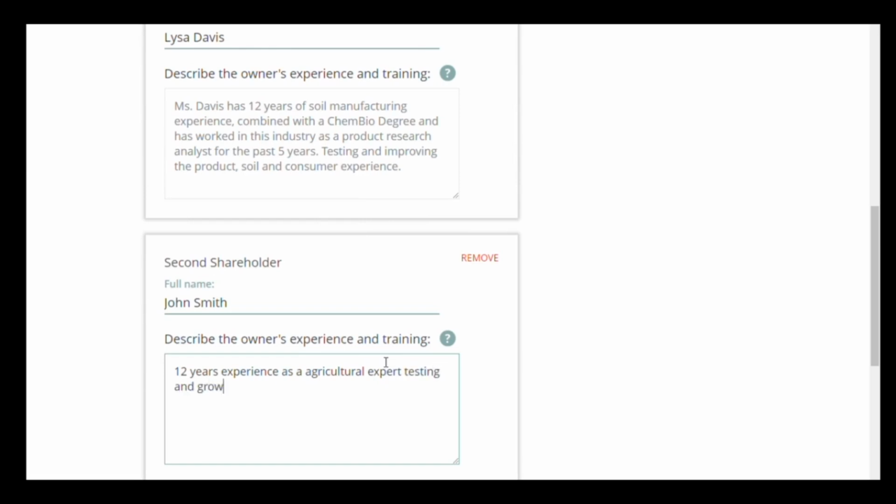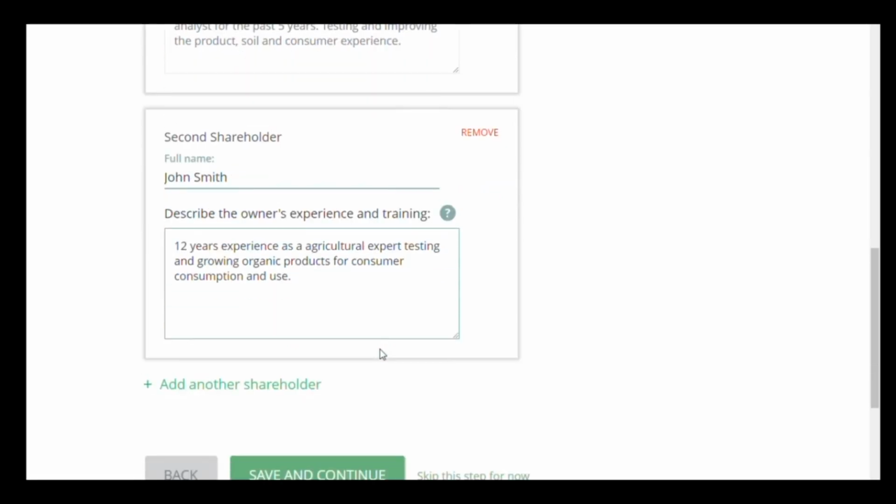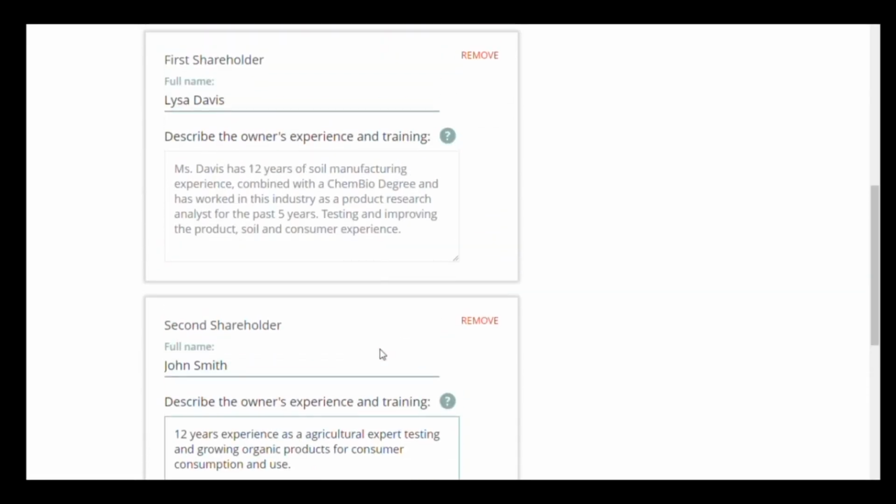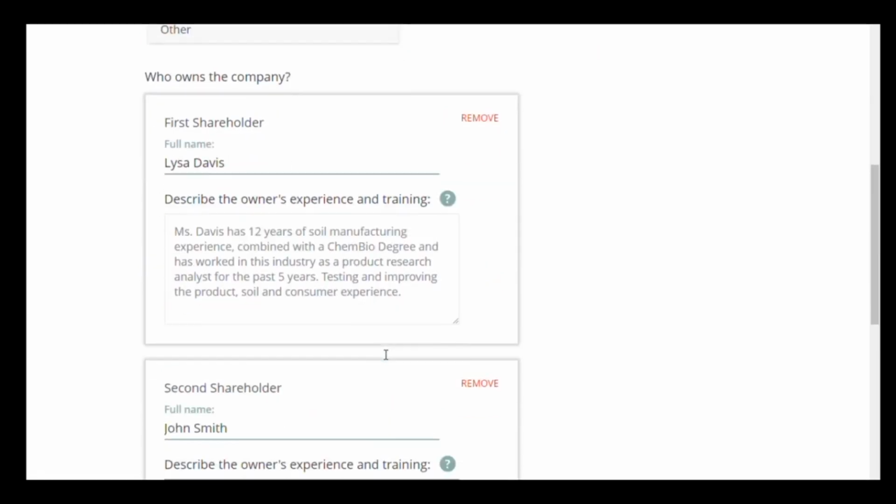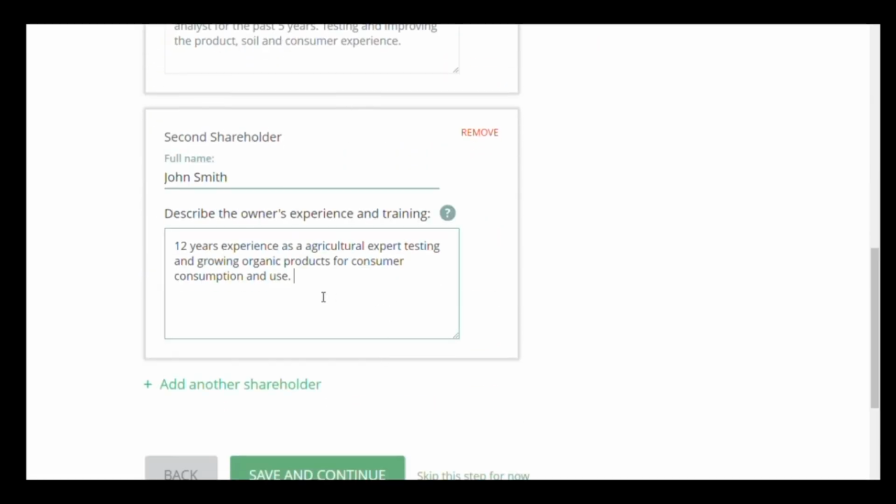Testing and growing organic products for consumer consumption and use. So definitely want to build the case that you're not jumping into this without any experience. You're not jumping into this without any type of consultants on board or experts. So you really want to build the case. If you have several shareholders that are all giving valued opinions and knowledge, then you want to list them.